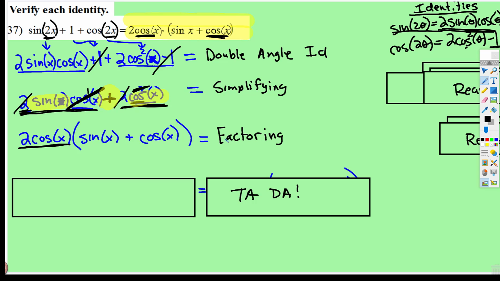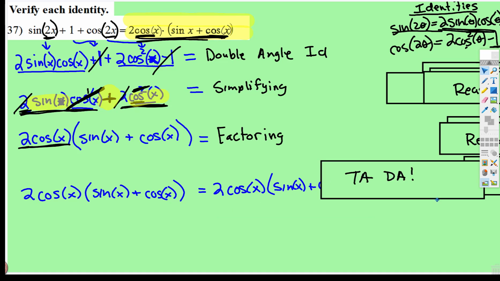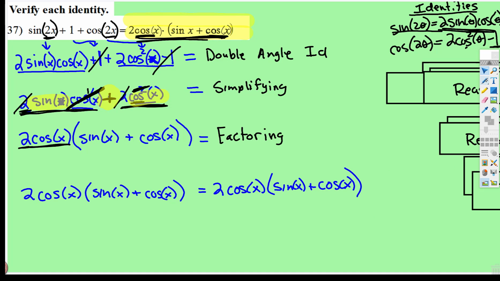Now look at what we have. 2 cosine times sine x cosine x. Well, that's what this side says, so we're going to rewrite the left side, and ta-da, we're rewriting the next side, and we're done. All right, that's it for this one.